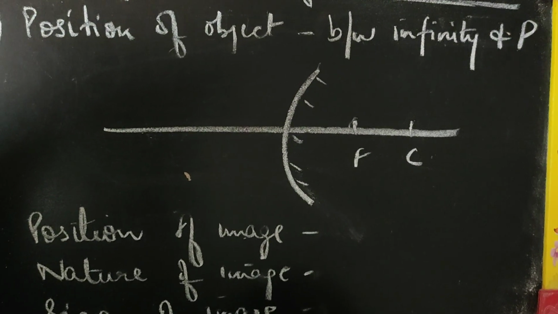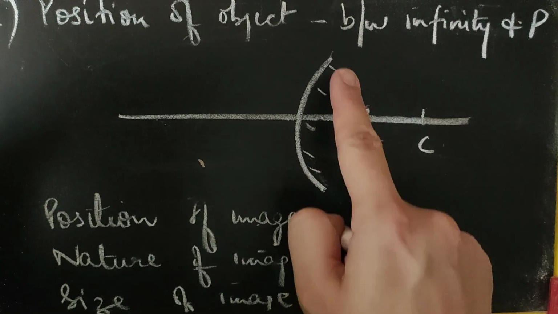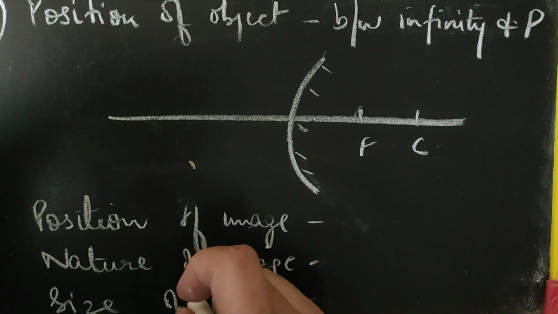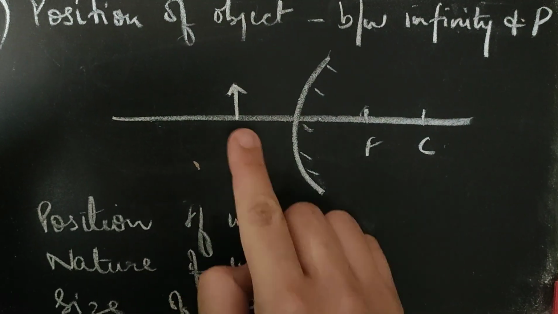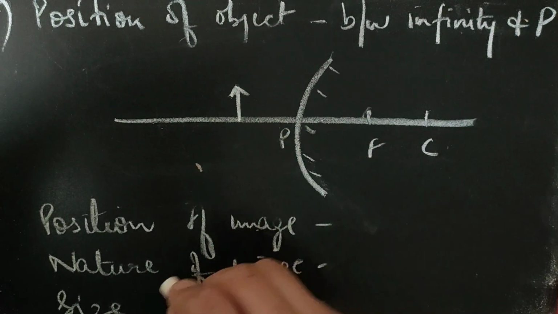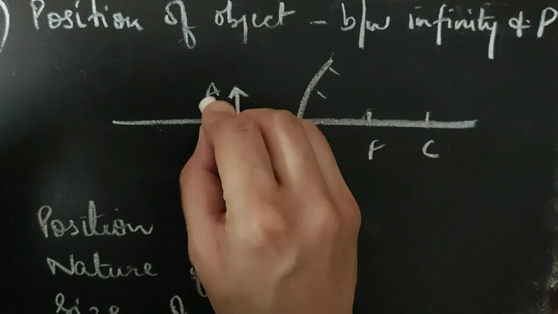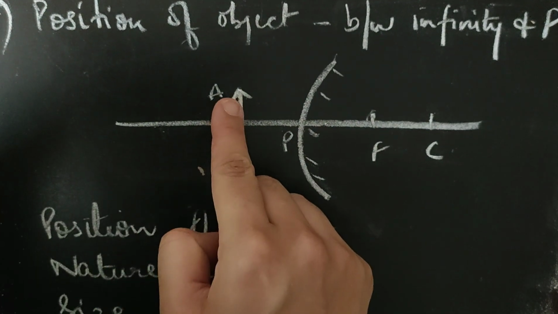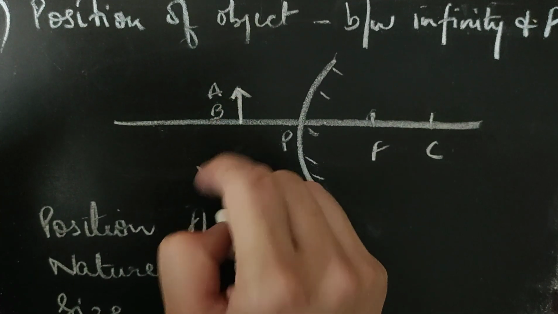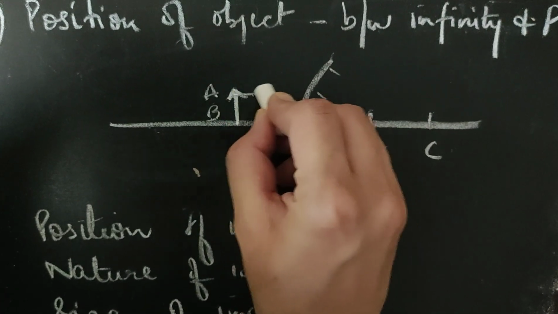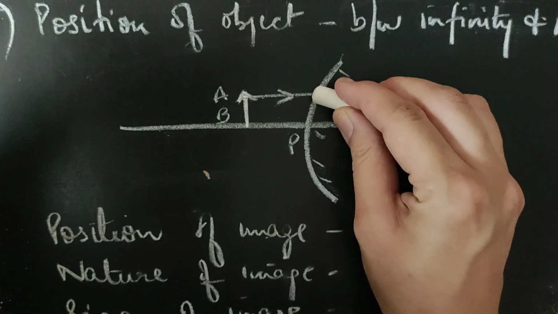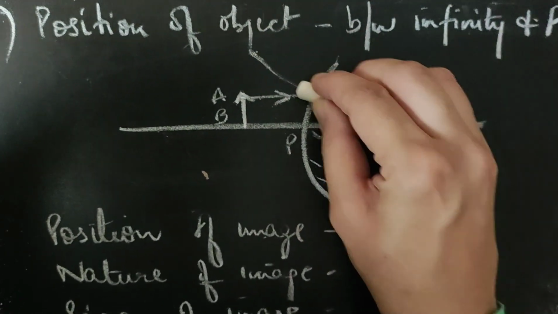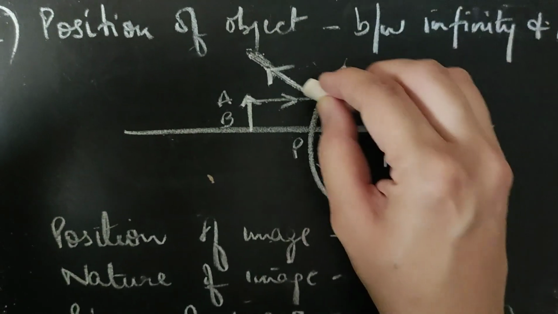So let us consider the second position of the object now, that is between infinity and pole. So let this be the object placed in front of the mirror between infinity and the pole of the mirror, and we have labeled the object. We'll take any two rays which are starting from point A. Let the first one be which is parallel to the principal axis. After reflection, it will be diverged such that it appears to come from the focus.